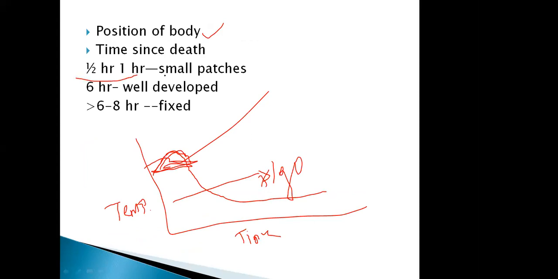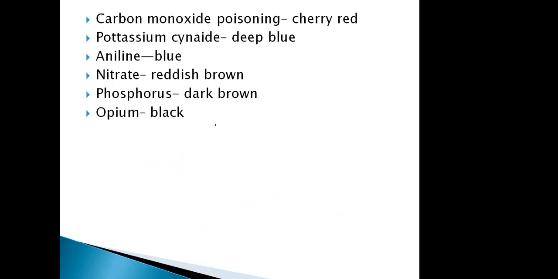If it is half an hour to 1 hour, we can see small patches of discoloration. At 6 hours, there are well developed patches. And at 6 to 8 hours, this lividity, or this postmortem color change, will be fixed. So this is how we can estimate the time since death using postmortem lividity.